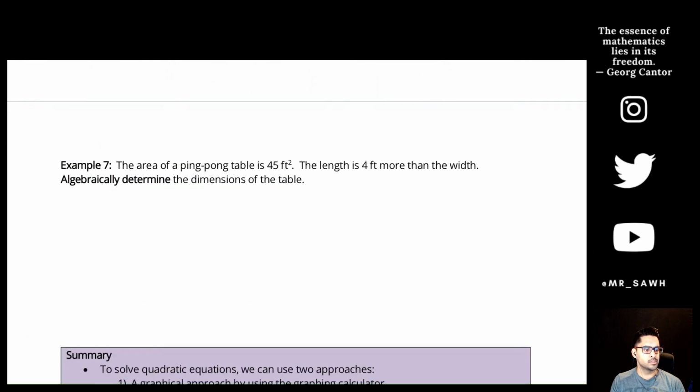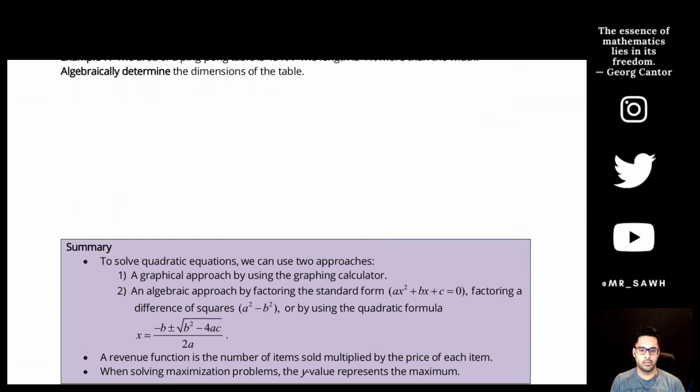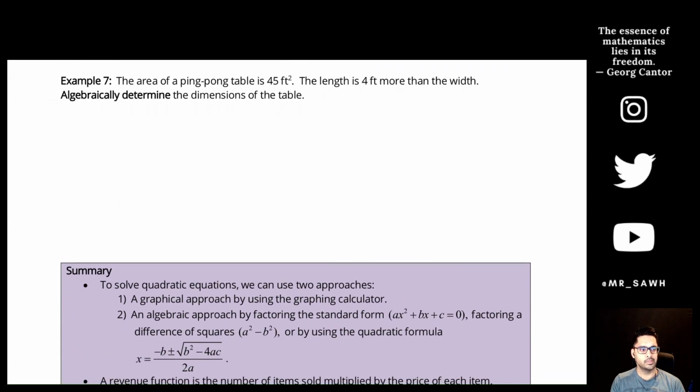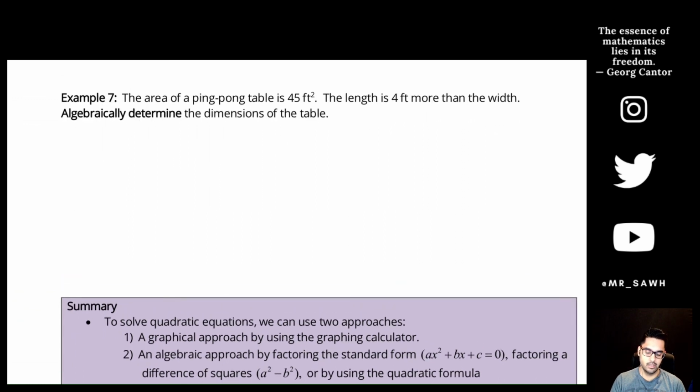The last one we'll talk about before we wrap this whole lesson up is another area one. So the area of this table is 45 feet squared. The length is 4 feet more than the width. Algebraically find those dimensions.